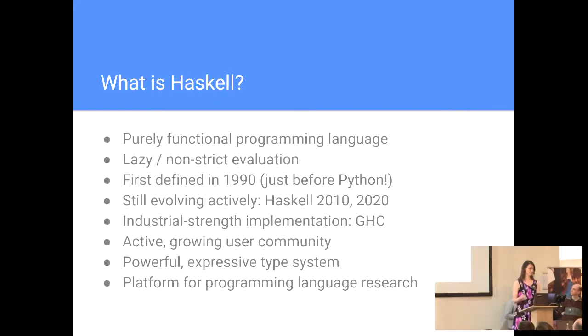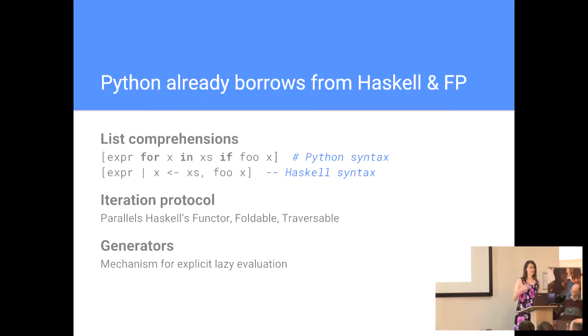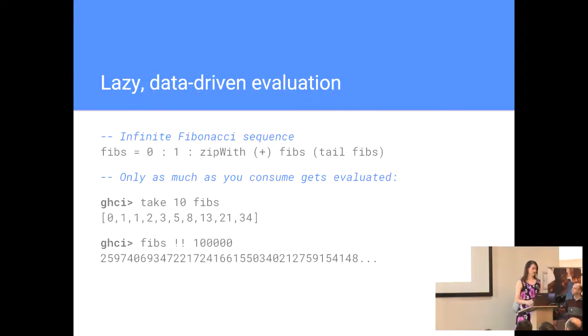So Haskell is a purely functional programming language. It has a rich history. It's just about as old as Python. And it's a language that Python has already kind of learned and borrowed a lot from. So you might be familiar with list comprehensions. That's something that Python pretty much takes directly from Haskell. Things like the iteration protocol, generators, obviously functional features like lambda and closures and lexical scope. These are all things that Python takes from functional programming languages like Haskell and related languages. So it's really a rich field that Python has borrowed from. So it's good to investigate.